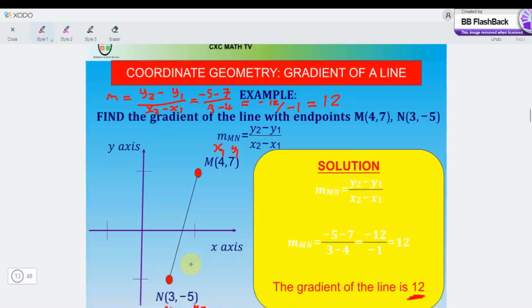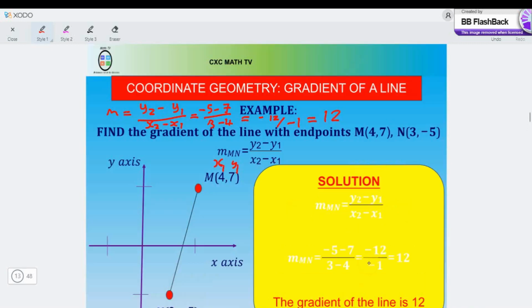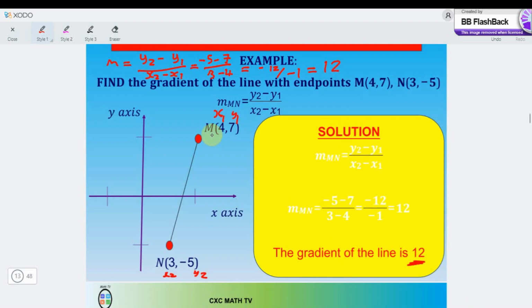Now look at this. It doesn't matter which one you choose. If you had called this one around here your x2, y2, and this one your x1, y1, notice you get the same answer. 7 minus negative 5 is 12, and 4 minus 3 is still 1. It doesn't matter which point you call x1, y1. Whether you put negative 5 minus 7 over 3 minus 4, or 7 minus negative 5 over 4 minus 3, you still get 12. It doesn't matter the order.